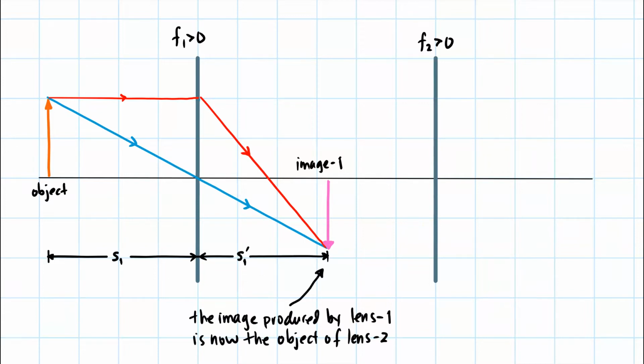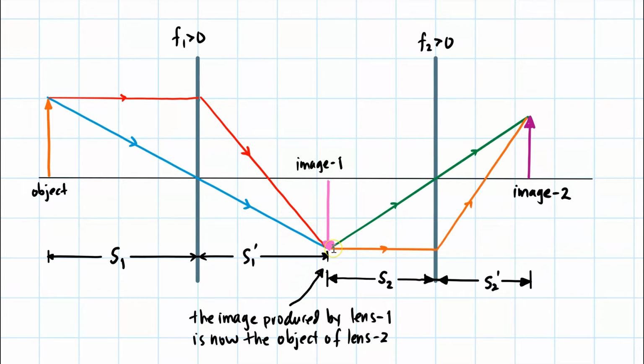So this image is now a distance S2 in front of lens 2, and this will now produce an image through lens 2. Drawing out ray number 1 in orange and ray number 2 in green, where these rays cross, I now have image 2. This object, the image of lens 1, is labeled S2. This image is labeled S2 prime.